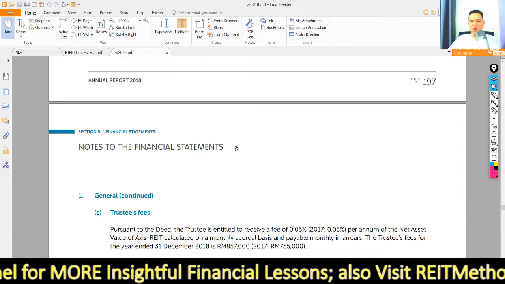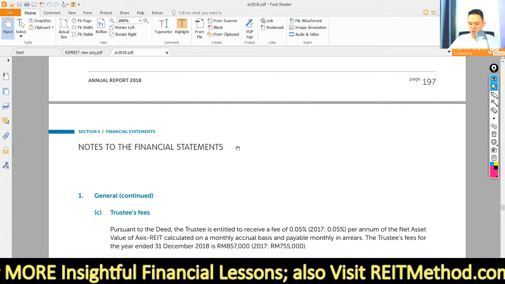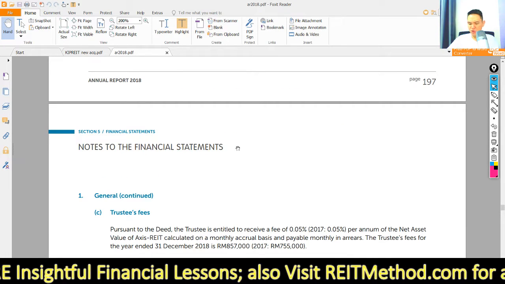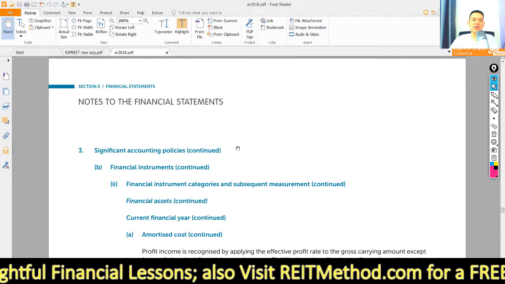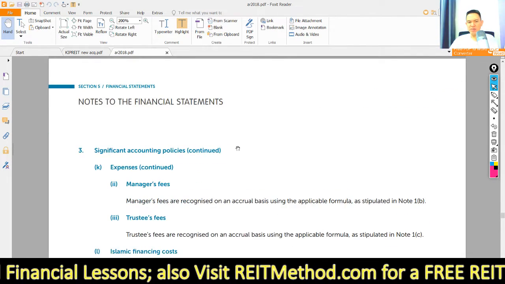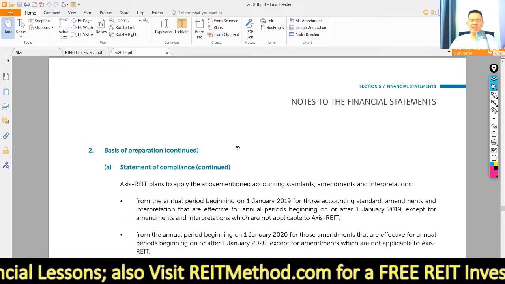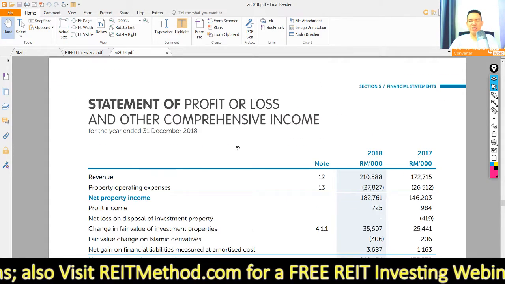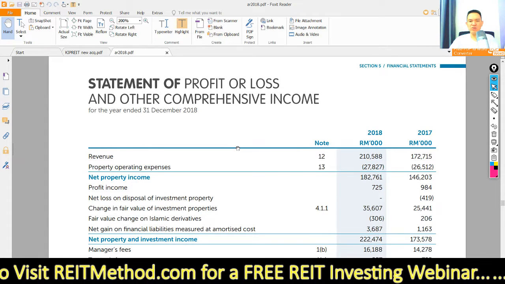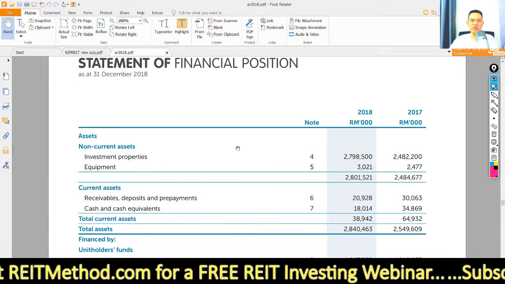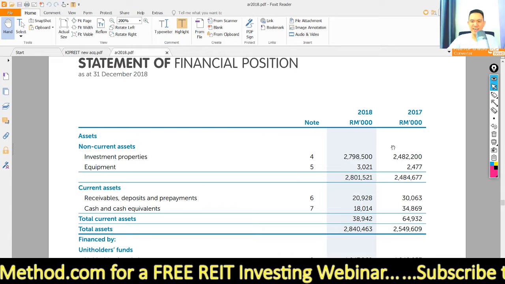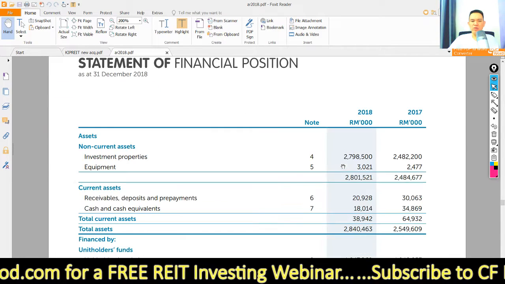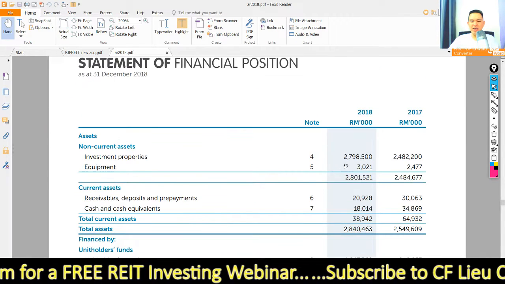So note number 4. Okay, now moving on to, let me see, 251. Okay, 251. I'm going to just skip this. Now this financial statement, of course, like what I said, you can read, right? Net asset value and statement, profit and loss and comprehensive income, financial position, which is your investment property, which is over here.